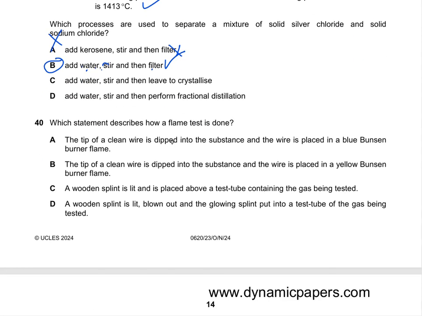Which statement describes how a flame test is done? Tip of a clean wire is dipped into substance and the wire is placed in the blue Bunsen burner. Yes, that's true. Not the red Bunsen burner, because it covers the color of the flame of the metal, so I can see the color clearly. And also, it's not hot enough, so it's not the yellow Bunsen burner. And we do not use a wooden splint. We use a clean wire. So the answer is A.